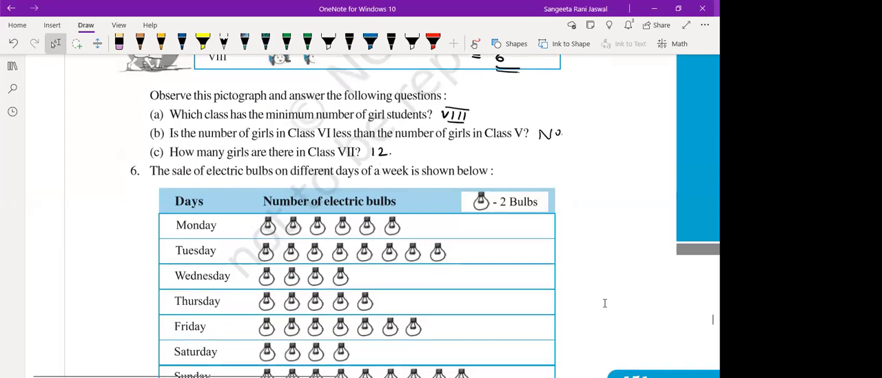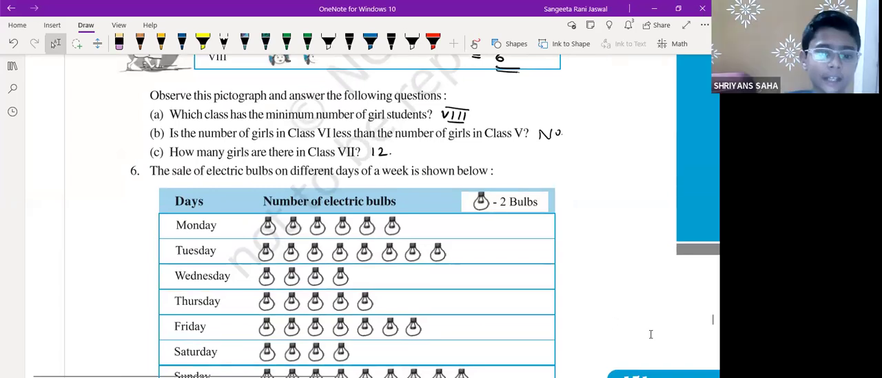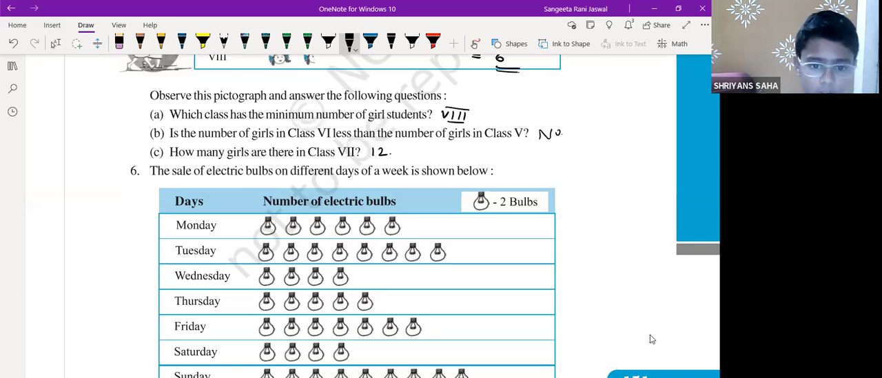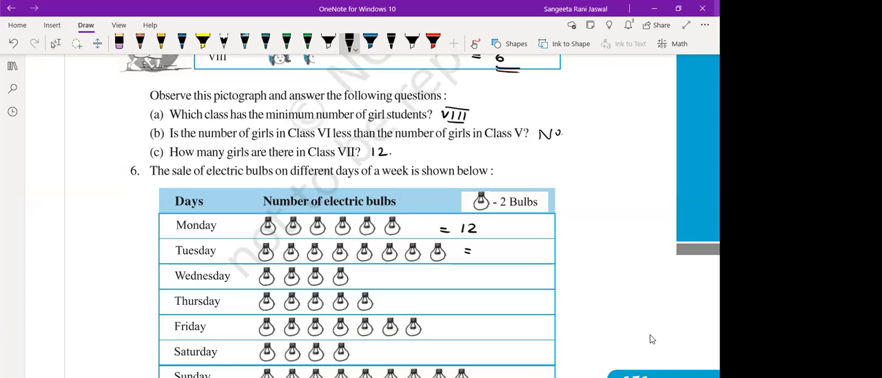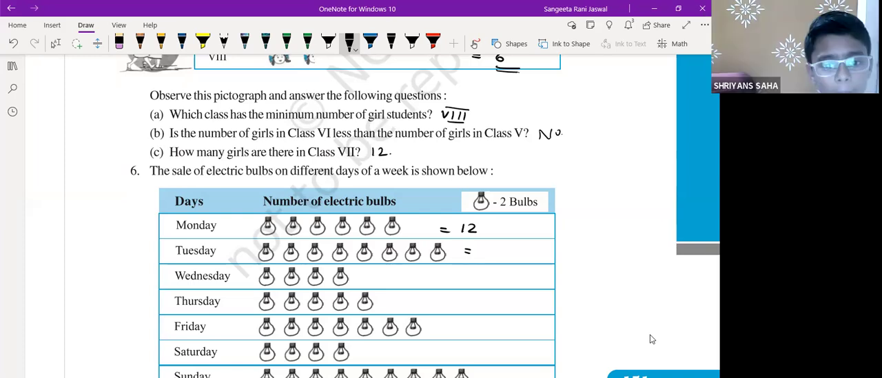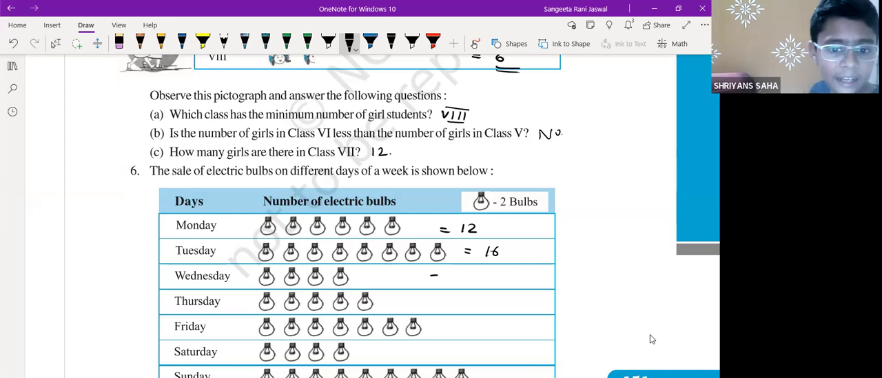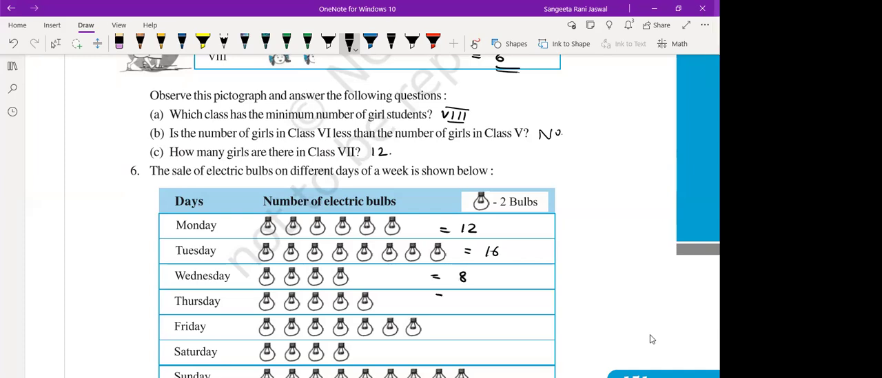Okay. Shreyansh, read the next question. The sale of electric bulbs on different days of a week is shown below. Days, number of electric bulbs. One picture is equal to 2 bulbs. Monday, 12 bulbs. Tuesday, 16 bulbs. Wednesday, 8 bulbs. Okay. 10 bulbs.